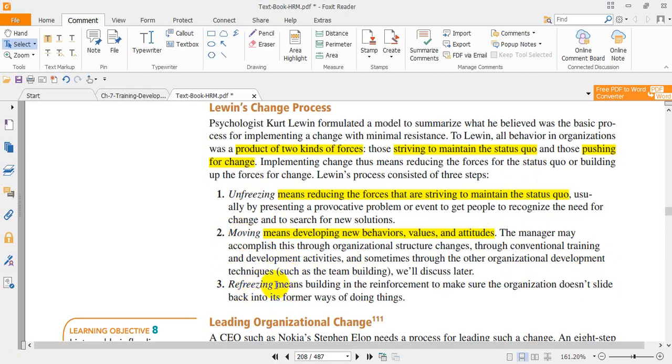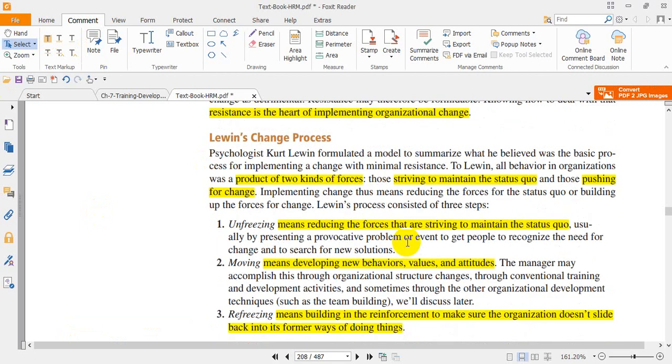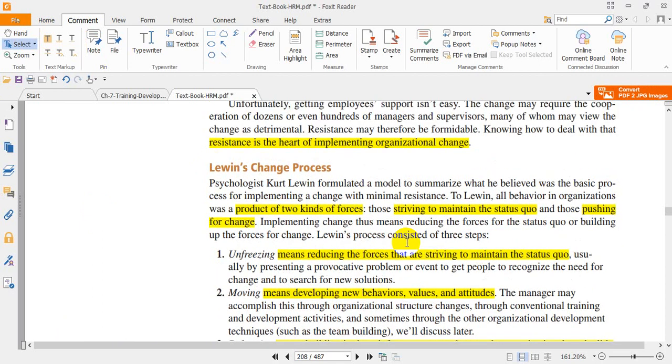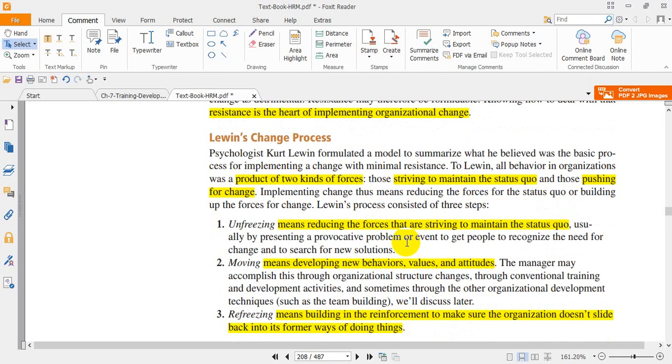and refreezing, the third step of Lewin's model. Refreezing means building in the reinforcement to make sure the organization doesn't slide back into its former way of doing things. So these are the three steps of Lewin's process of change. This is the first method to deal with or implement organizational change.